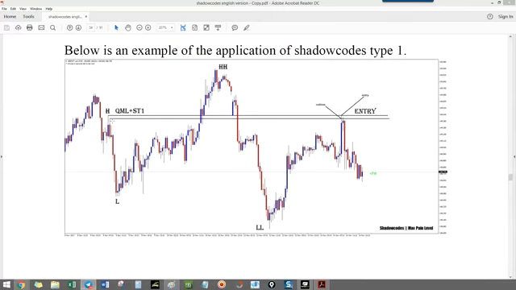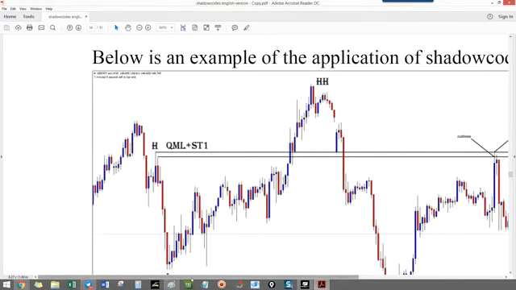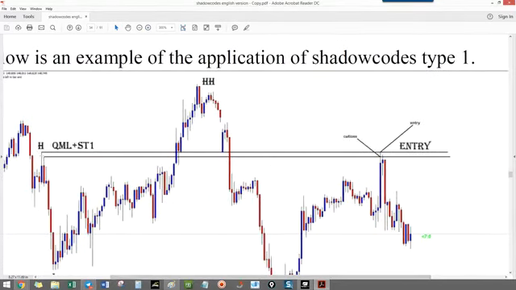Okay, look, this one. Do you see it? At this level, you got a float here, about a few pips. So over here, you will cut loss. And over here, you got the second one. So this is your sniper entry, over here.